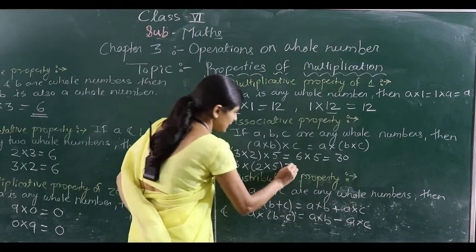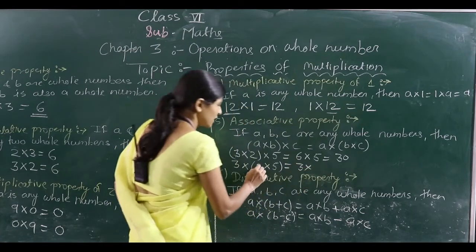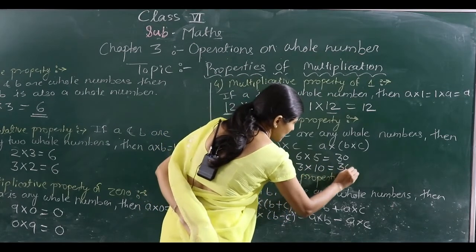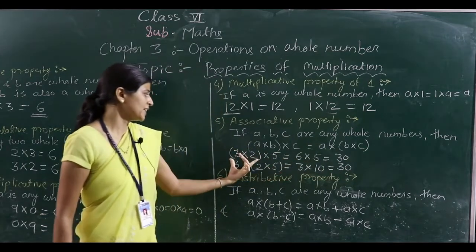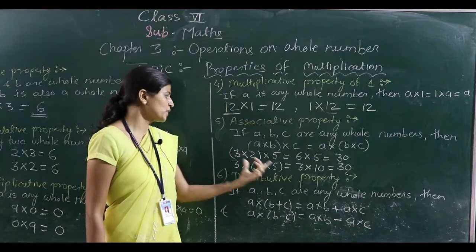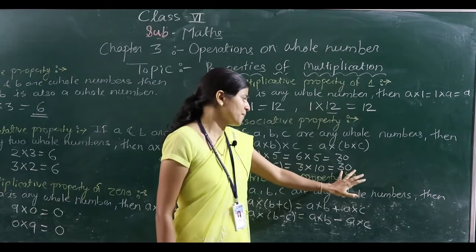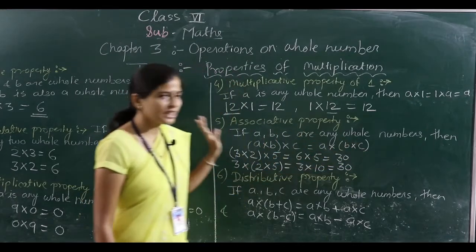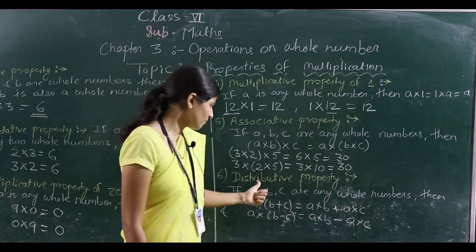Now we interchange the bracket here. First we solve the bracket. So 3 as it is, and 5 2s are 10. Now what is 3 multiplied by 10? 30. So what answer do we get? While interchanging the bracket, here the bracket possesses 3 and 2, here the bracket possesses 2 and 5. We interchange the bracket, but we get the same answer. Means when interchanging the bracket of numbers, we get the same answer. This property is called the associative property.